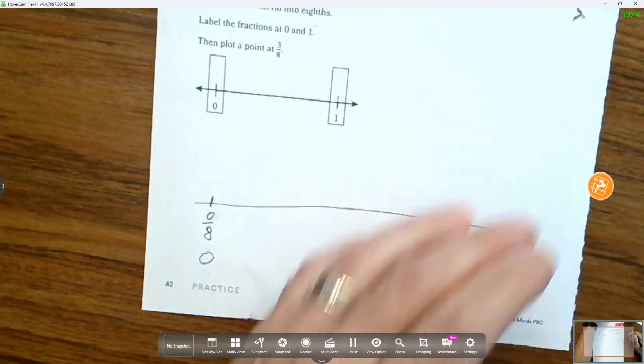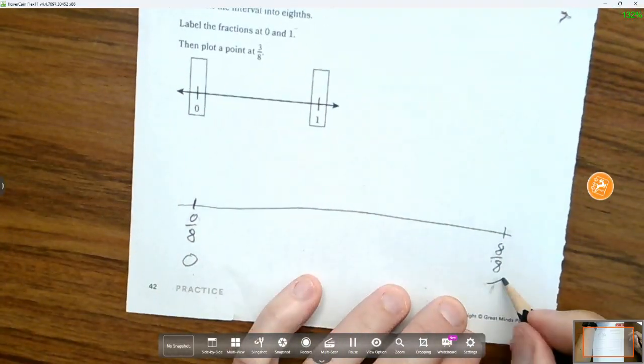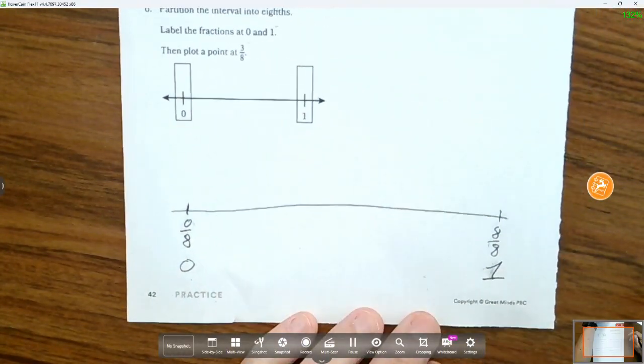I don't know why I put 0. Let's put 0 down there. I put 0 again. See, everyone makes mistakes. 1. All right.